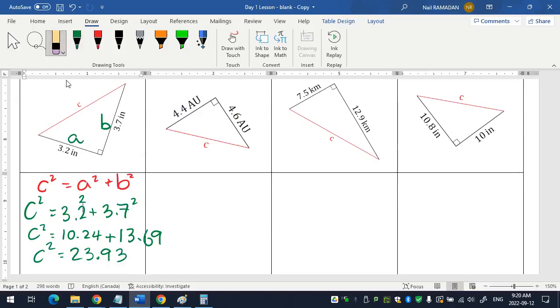Jaden? Is this my final answer? No way. I was just tricking you. Jaden, what process should I do just to finish off? What's the opposite of squaring? Square rooting. So let's square root this one.